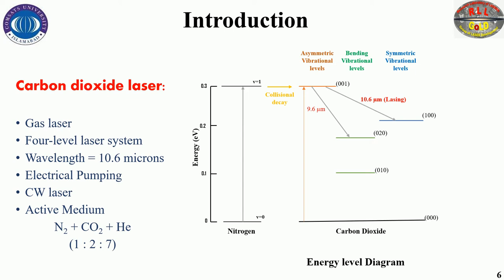Then to depopulate our lower lasing level, helium is added. When helium collides with a carbon dioxide molecule, then through collisional decay, the energy is transferred to the helium, and the population in the lower lasing level decays to the ground level of the carbon dioxide molecule. Then helium moves and collides with the wall of the tube, transfers energy to the wall, and gets back to the ground state.